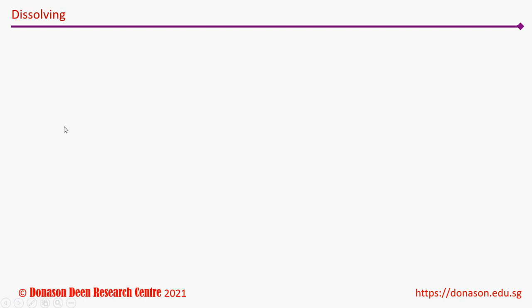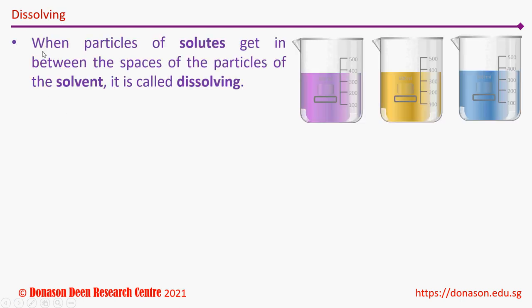Next we will look at what is called dissolving. When particles of solutes, usually substances which are smaller in quantity, get in between the spaces of the particles of the solvent, it is called dissolving. We have got to remember this definition as well. When particles of solutes get in between the spaces of the particles of the solvents, it is called dissolving.